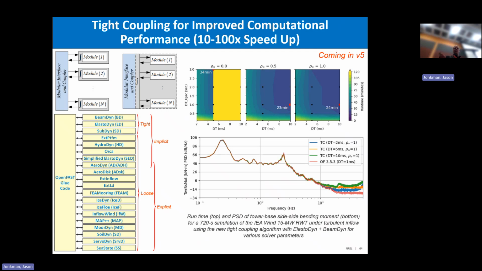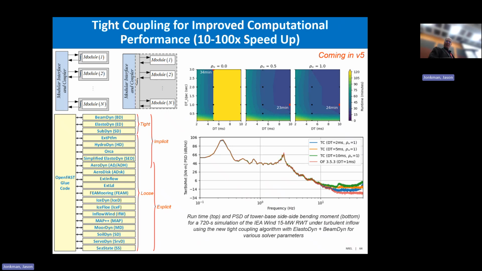But before, with BeamDyn, for this case of the IEA 15 megawatt with the 10-node BeamDyn finite element model, it used to take 20 hours to run. Now it takes 20 minutes. So it's a huge change. It depends on the model, but we're seeing 10 to 100 times faster than before. So I'm super excited to see this coming out in 5.0.